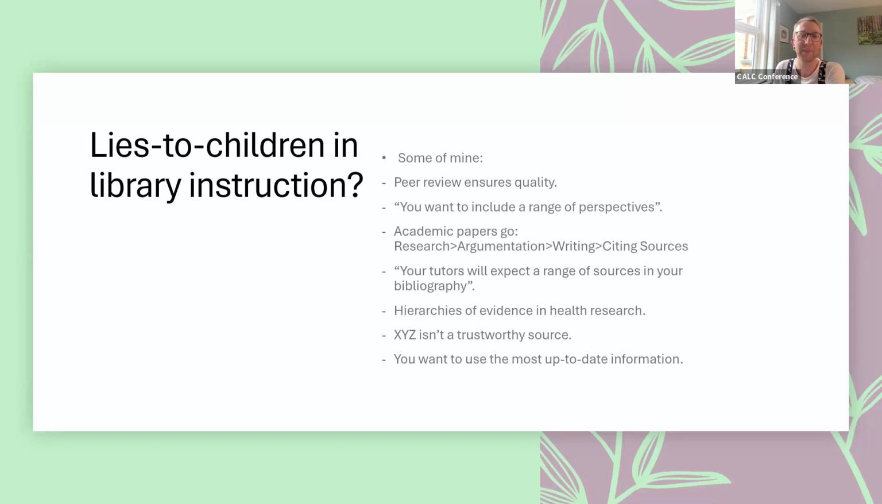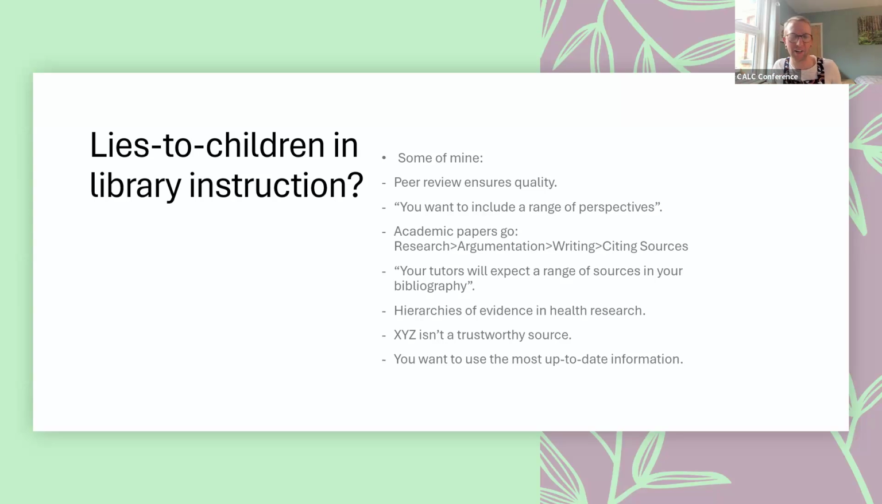I've also said things like your tutors will expect a range of sources in your bibliography, which is true. They probably will expect a bit of a range, but I almost guarantee that range is mostly down to academic sources, and they're not going to be super happy if that balance is off.